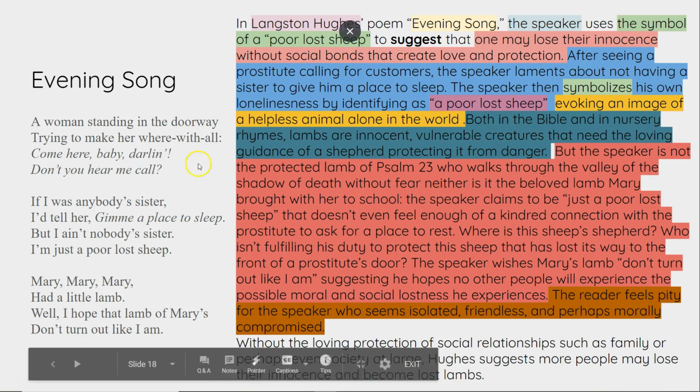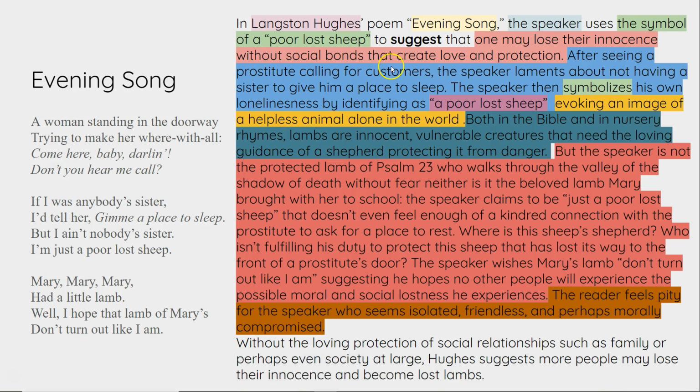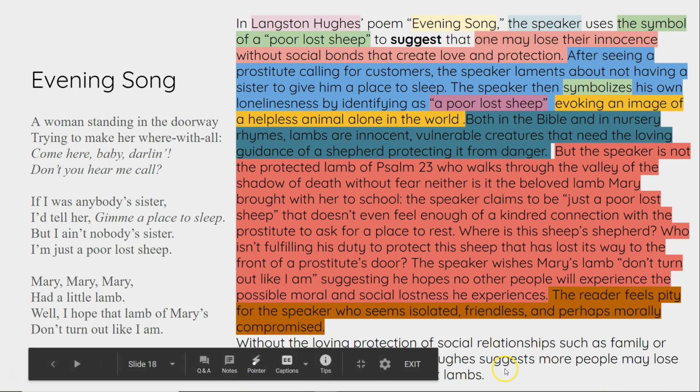So in this concluding sentence, I'm connecting back to the idea of us losing our innocence without social bonds, and that might have to do with a global issue of society at large failing to protect people. And we also are unpacking and reminding the reader that we were looking at the analysis of a symbol.